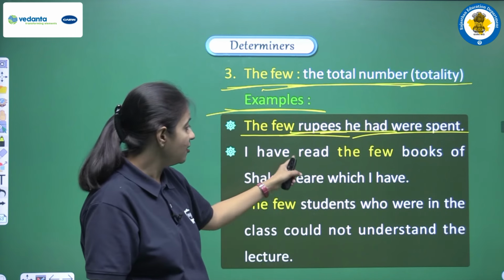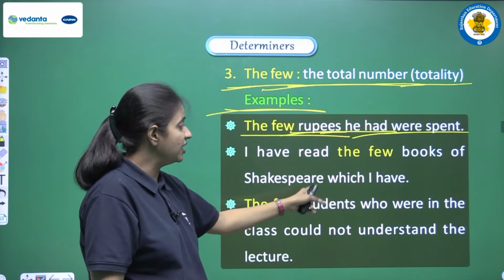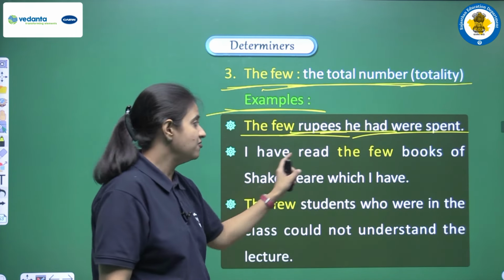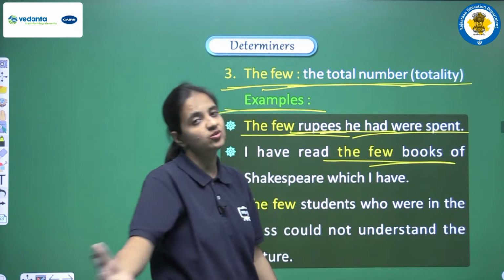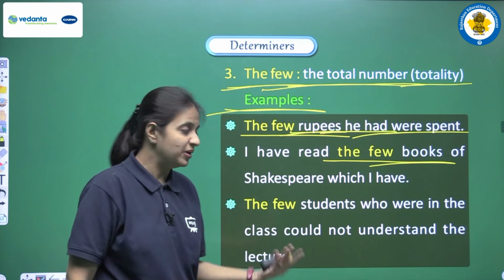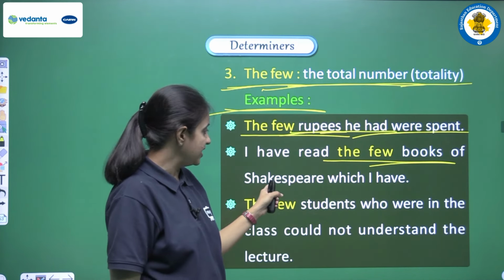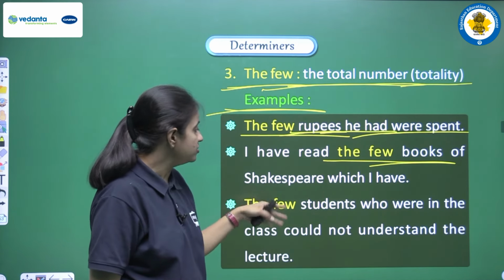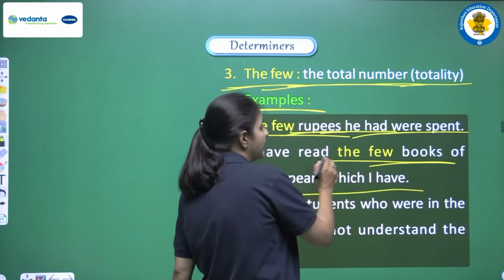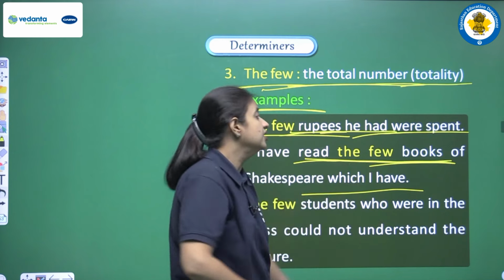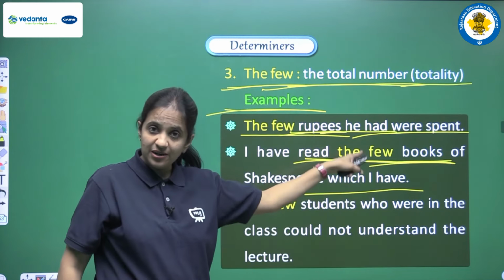Second is, I have read the few books of Shakespeare which I have. Again we are having the few, and the noun here is books. So right now it is also a countable noun, and in this sentence we are saying that all the books that were written by Shakespeare that I was having, I have read all those books. So again I am talking about the total number of the books, right?